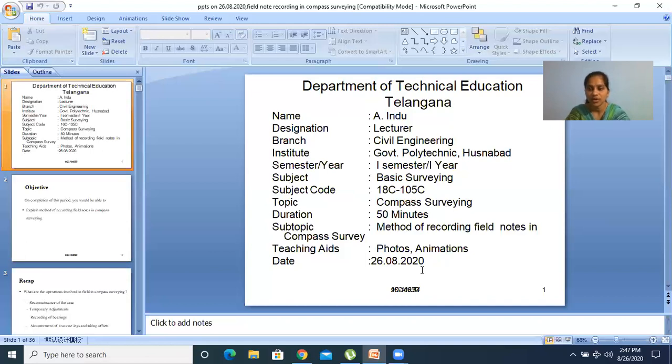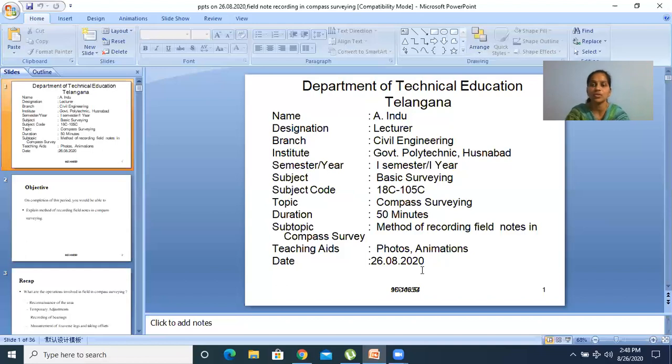After that comes field recording, that is measurements of the traverse legs and offsets. These details are taken. That is the field work. After that field work, how can we note the field data in the field book? That is the topic we will discuss today. Hope you all understood yesterday's topics. Is it okay with you? Okay, right. Then we will go to today's topic, that is methods of recording field notes in Compass survey.